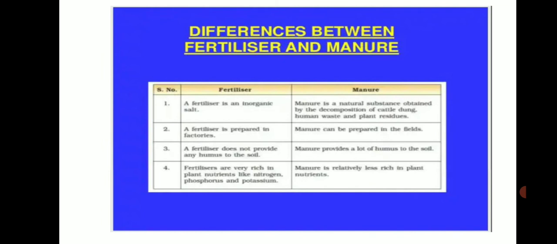And last one, fertilizers are very rich in plant nutrients like nitrogen, phosphorus and potassium. Mainly fertilizers consist of these nutrients, NPK. In short we say NPK, that is nitrogen, phosphorus and potassium. Manure is relatively less rich in plant nutrients. So this is about the differences between fertilizers and manure.